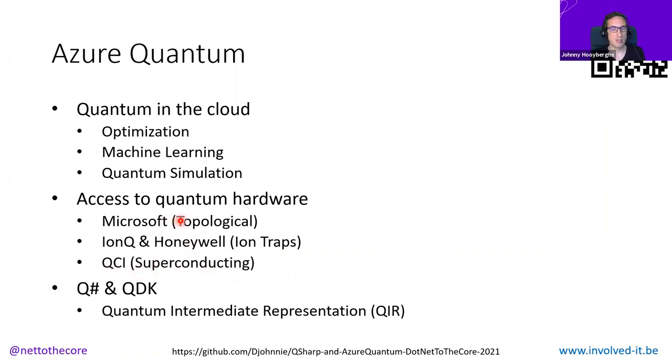So as I said before, topological, I have no idea what that means, but for ion traps, the idea basically is that ions are kind of particles. It's not an electron, it's something different, it's an ion. An ion can have an electromagnetic charge, and they are using those to represent a qubit and to put that in superposition.